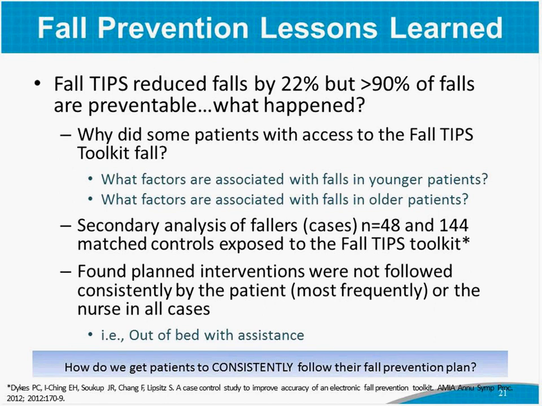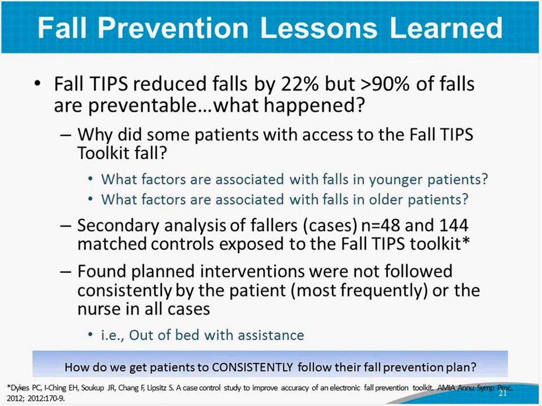And so we looked very carefully at the cases and the controls, and what we found was that the main difference between patients who had fallen and patients who had not fallen was that for patients who had fallen, the planned interventions were not followed consistently either by the patient or the nurse, and most frequently it was the patient. So, for example, the patient was supposed to only get out of bed with assistance, but maybe they got themselves up. They didn't wait for help, or maybe they were supposed to have two-person assist, and there was only one person that walked them to the bathroom, and on the way they fell, and the one person was unable to help them in that case.